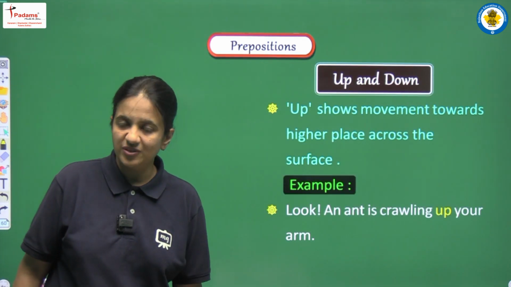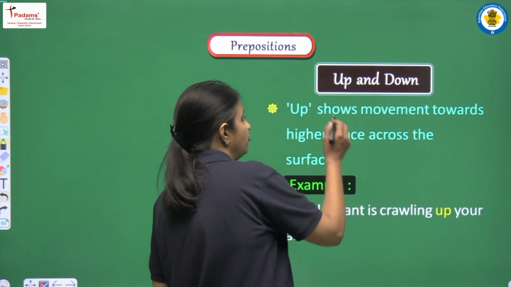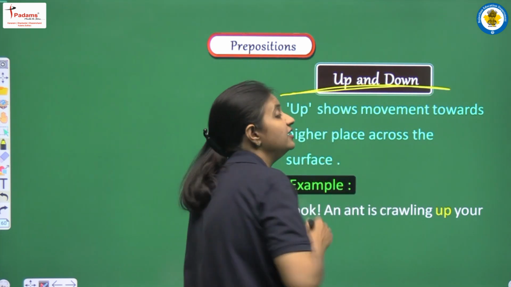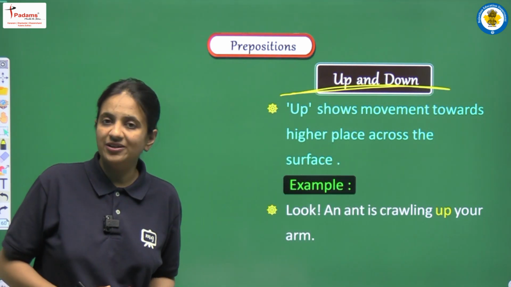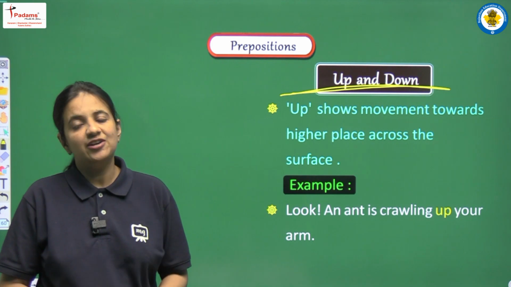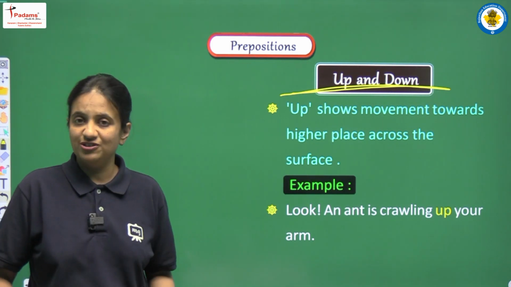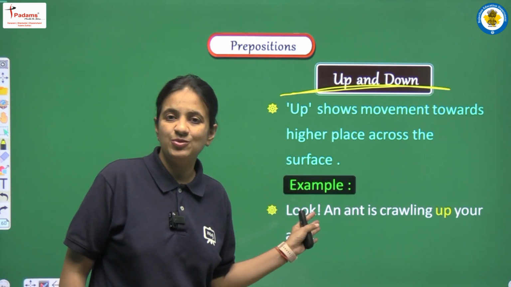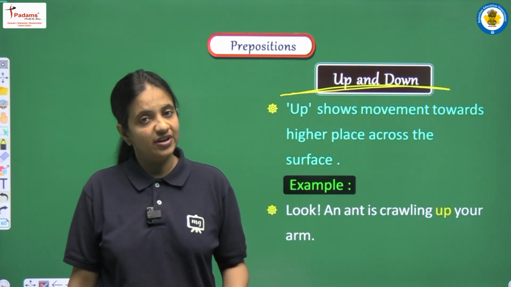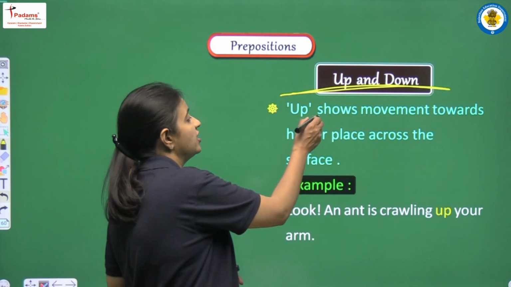Now new prepositions that we are having. So now we are having up and down. These are very common, very easy prepositions that we all use in our daily conversation. So now let's see what these prepositions mean, what are their different uses. So first of all we are talking about up.